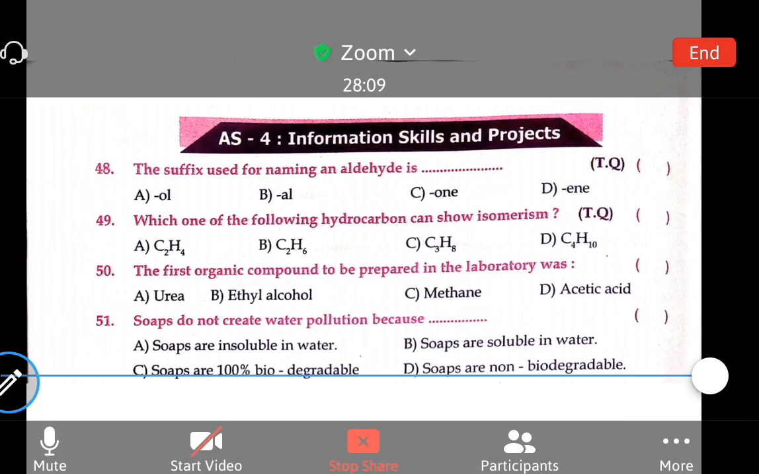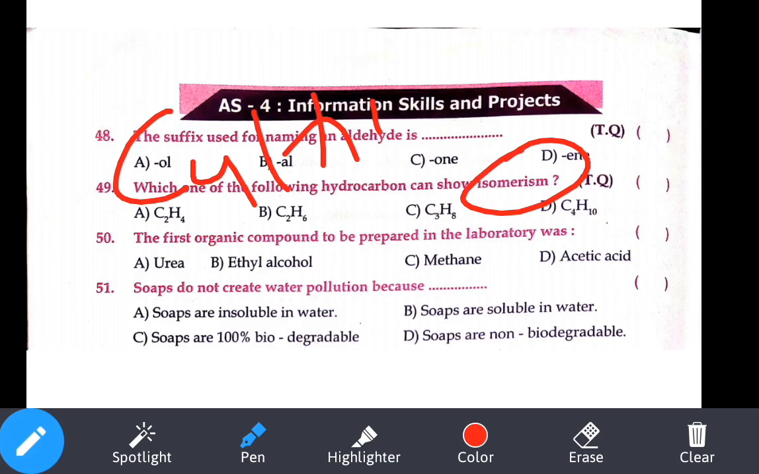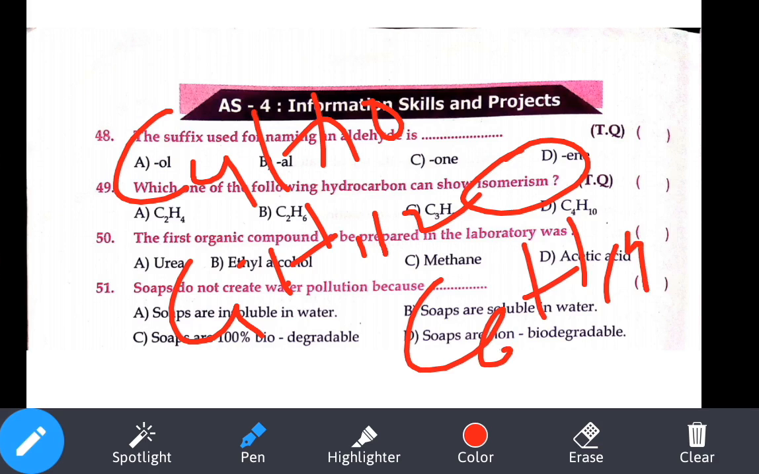For set A, suffix used for naming the aldehyde. For aldehyde, the first two letters will be taken, that is al. What is our answer? Option number B. Which one of the following hydrocarbons can show isomerism? I told three examples: C4H10, C5H12, C6H14. Any option is there here? C4H10 is there, so option number D is our answer.